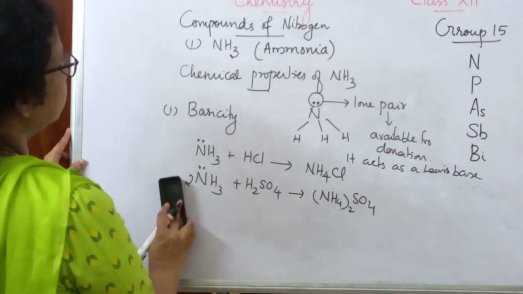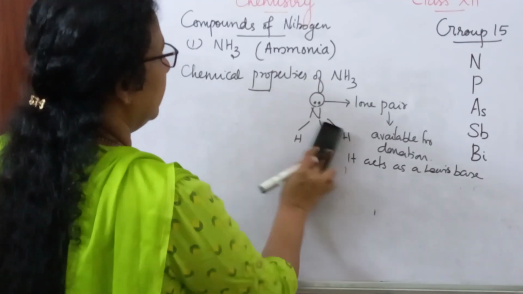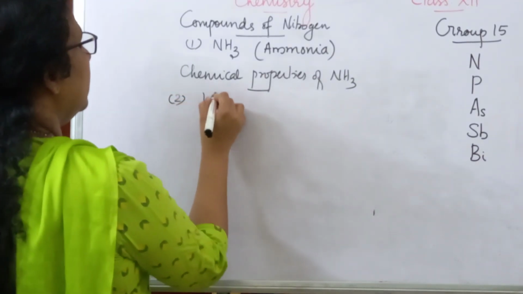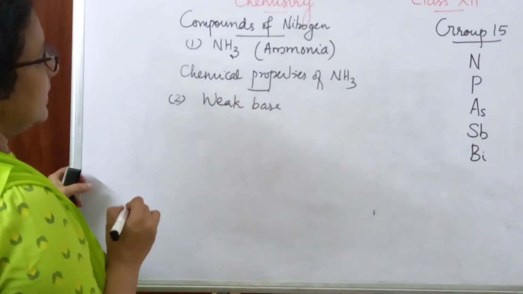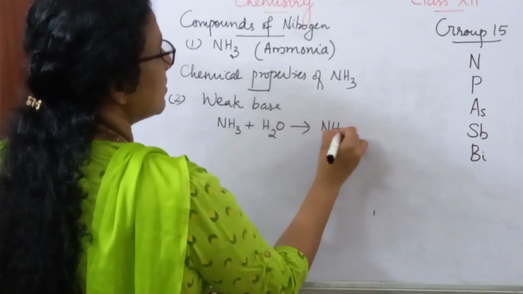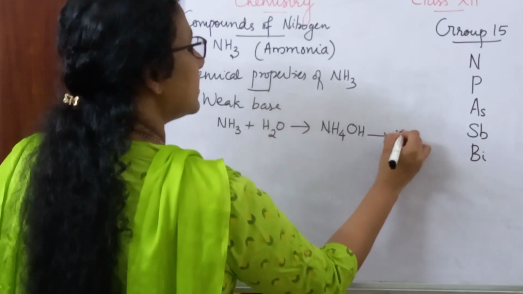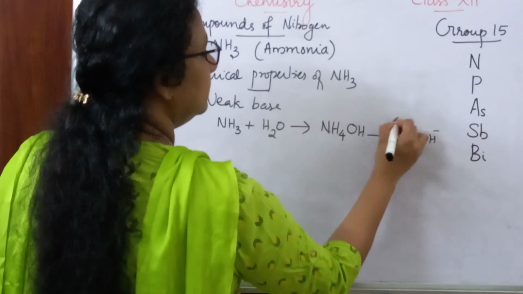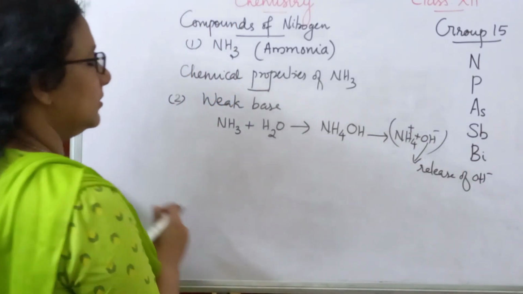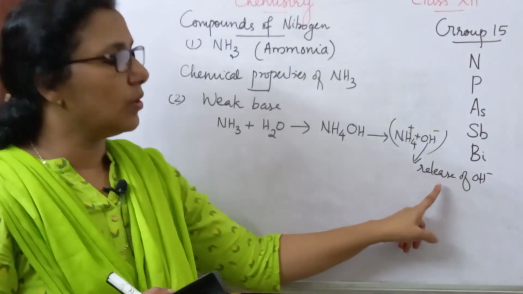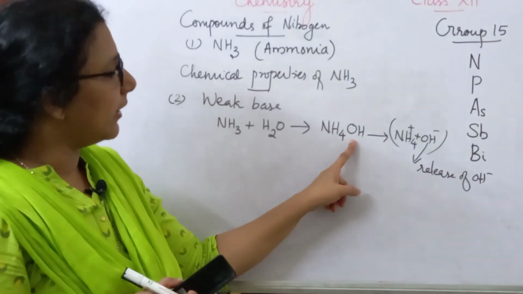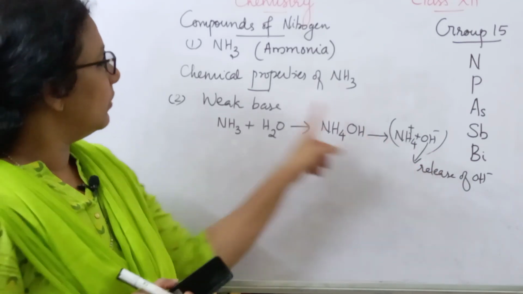Now let us see the second property: it's a weak base. That means if ammonia is dissolved in water, it produces ammonium hydroxide, NH4OH. This NH4OH is in the form of NH4+ and OH-, that means release of OH- ions. So it acts as a weak base since it produces OH- ions in solution. So the aqueous solution of ammonia, or ammonia in water, produces ammonium hydroxide. Since it's a hydroxide, it produces OH- ions in solution, so it acts as a weak base.